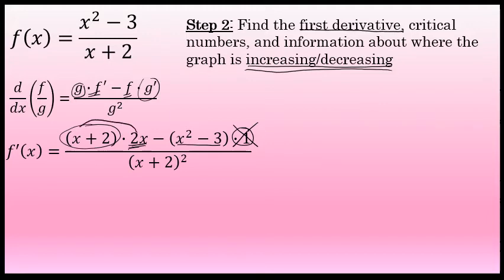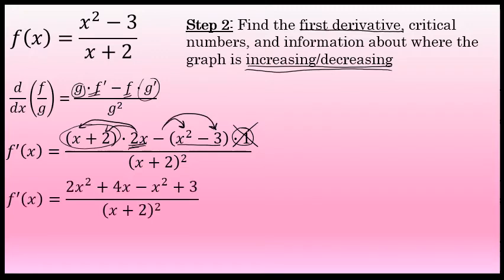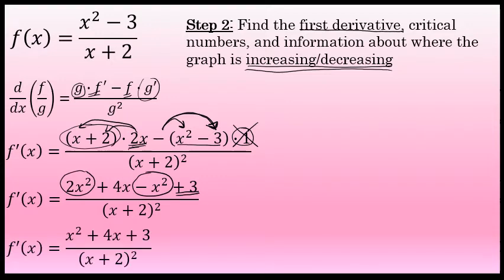To simplify this derivative, I'll distribute 2x and distribute the negative through the quantity of x squared minus 3. And that will yield 2x squared plus 4x minus x squared. And then the last term is plus 3, because again, I'm distributing a negative to the term -3, which means that last term is plus 3. There is one pair of like terms to combine before calling this derivative simplified. The derivative of the function is x squared plus 4x plus 3 over x plus 2 squared.